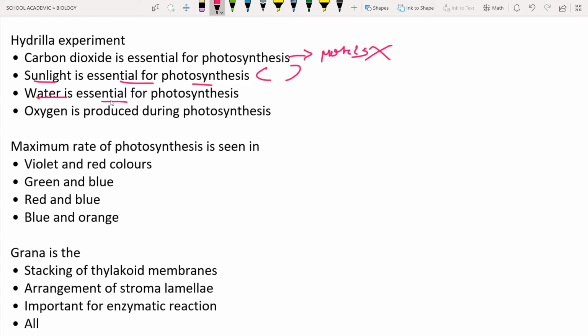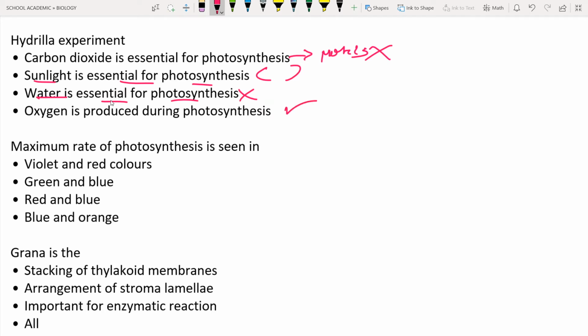Water is essential for photosynthesis. There is no such topic in the textbook, so it is also not a correct option. Next, oxygen is produced during photosynthesis. Up to some extent, it is even closer to the second option. So what is the hydrilla experiment saying? In the hydrilla experiment, we can see bubbles. What are those bubbles? Oxygen bubbles.